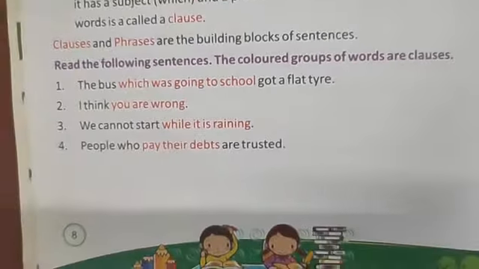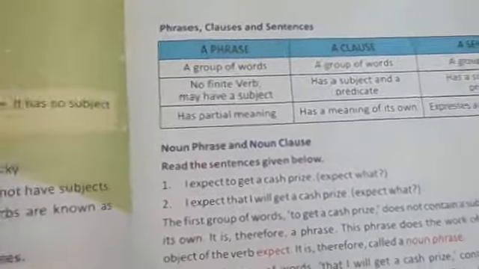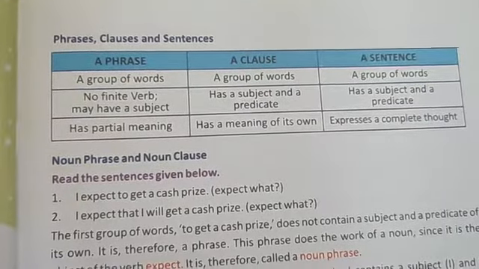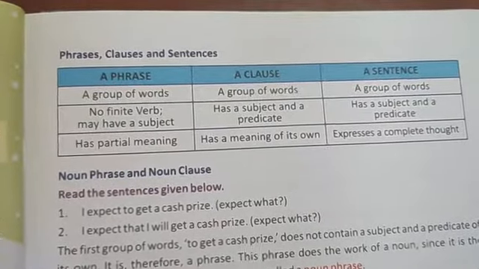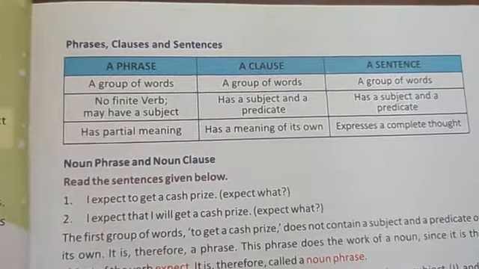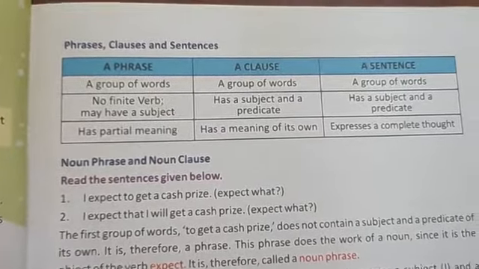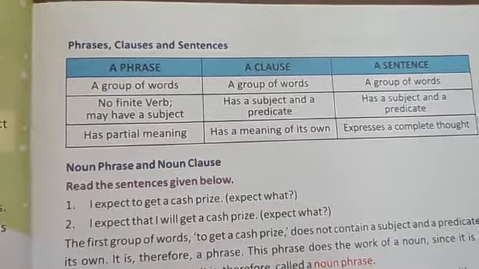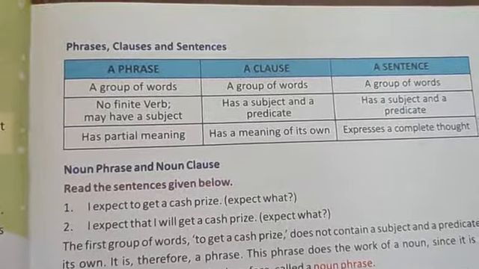Next, see. Difference between a phrase, clause and sentence. There is a clear, vivid description given in your book in the form of a table. See, phrase, clause, sentence. A phrase is a group of words, a clause is also a group of words, a sentence is also a group of words arranged in a defined manner. A phrase does not have a finite verb, may have a subject. A clause has a subject and a predicate. A sentence has a subject and a predicate.